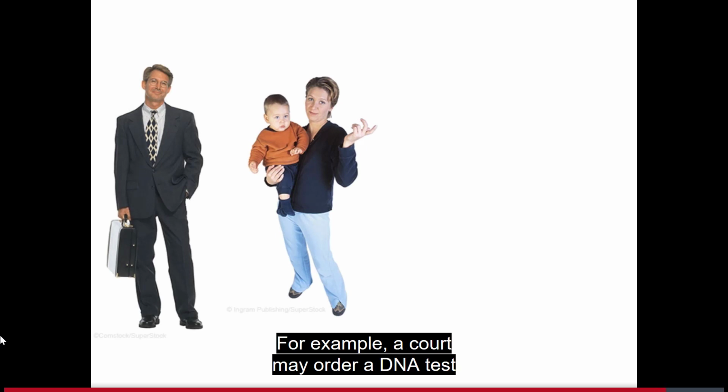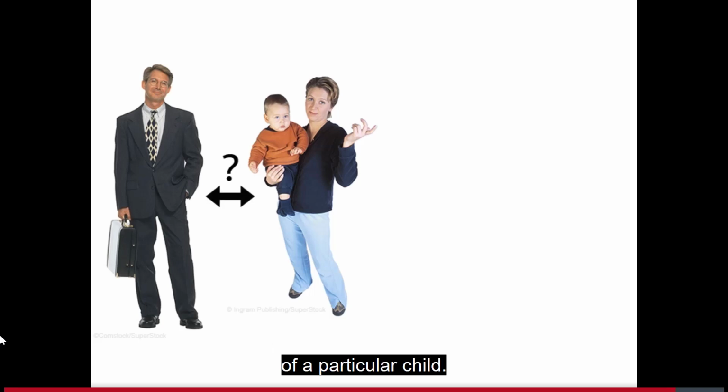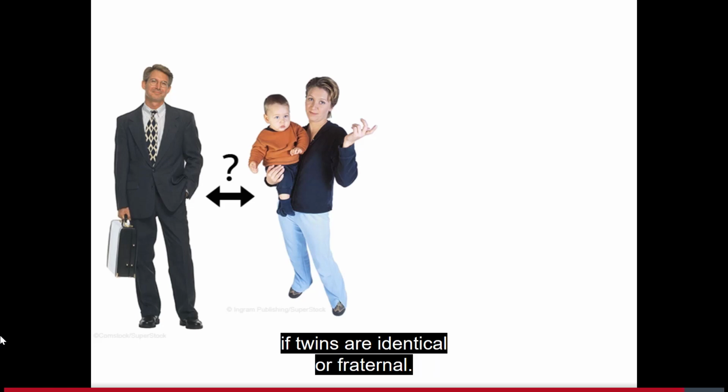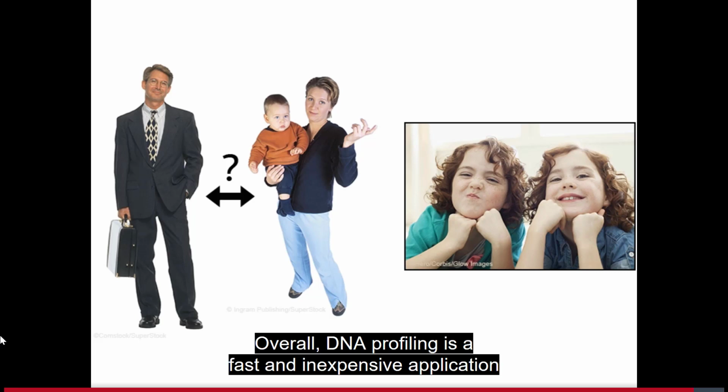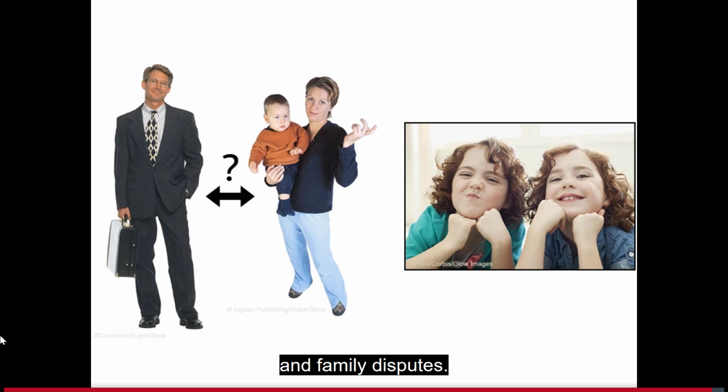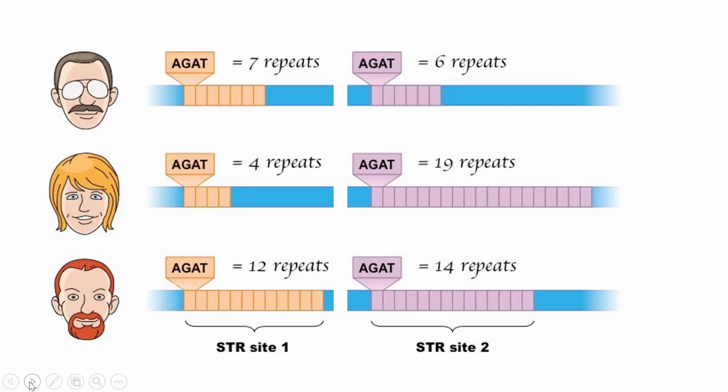For example, a court may order a DNA test to determine whether a man is the father of a particular child. DNA profiling is also used to determine if twins are identical or fraternal. Overall, DNA profiling is a fast and inexpensive application of biotechnology that takes the guesswork out of criminal cases and family disputes. Okay, so now let's talk about what you viewed in the video.